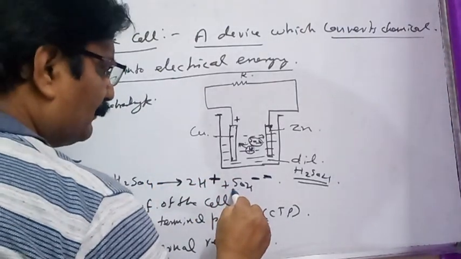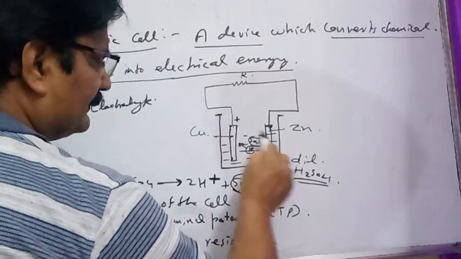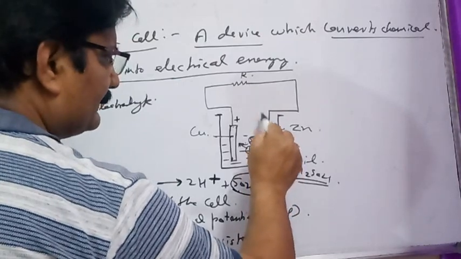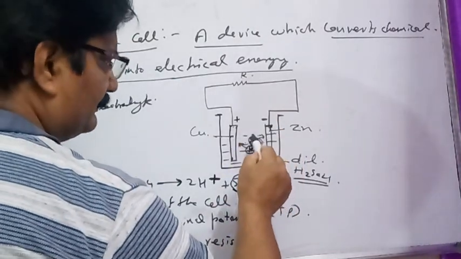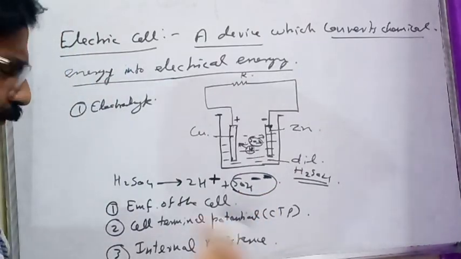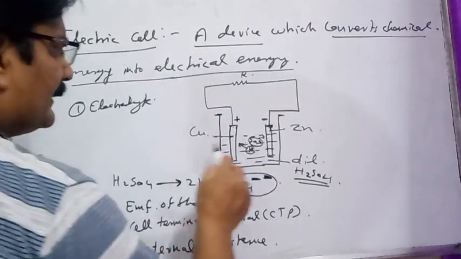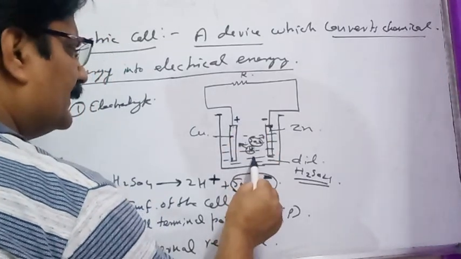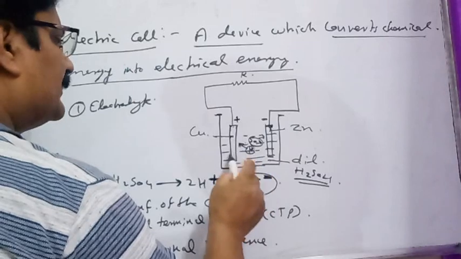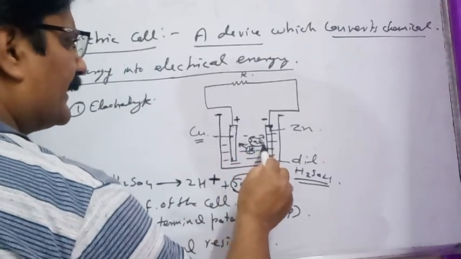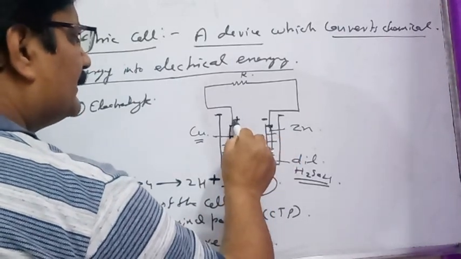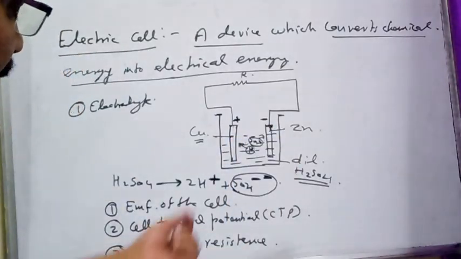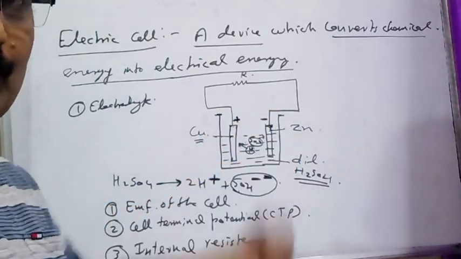Similarly, when sulfate ions move towards the zinc plate, they give two electrons to the zinc plate, become neutral, and react with the zinc plate or deposit over its surface. In this way, as soon as this cell is fabricated, these two ions move in two different directions: the positive ion towards the copper plate and the negative ion towards the zinc plate. And these two electrodes of the cell acquire potentials, one positive and the other negative.